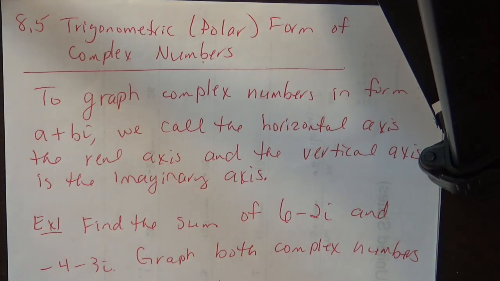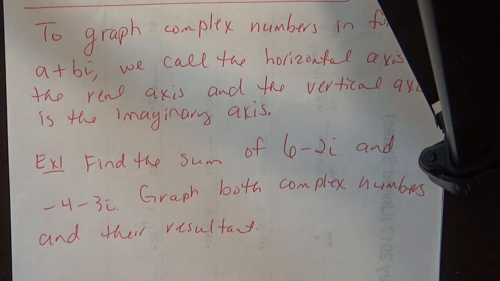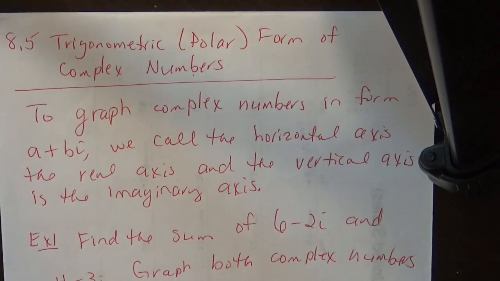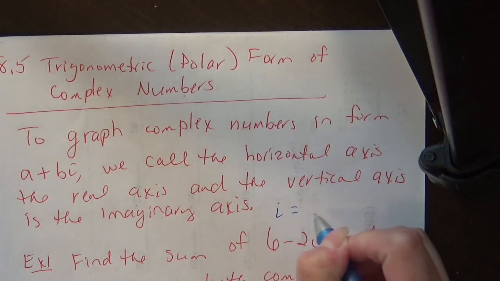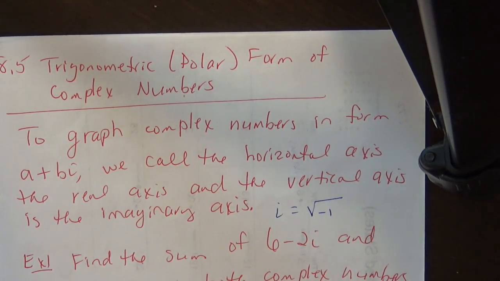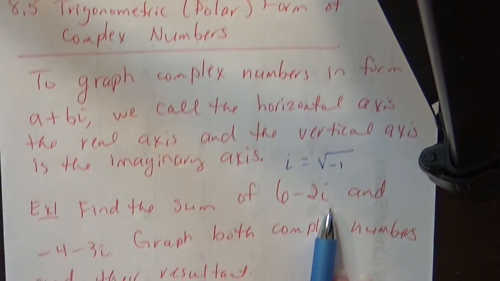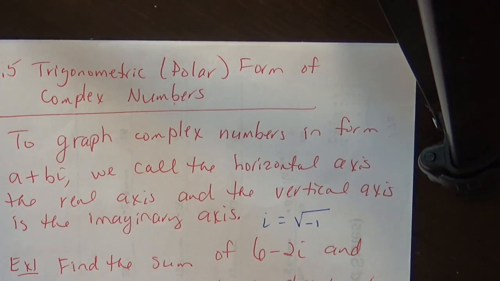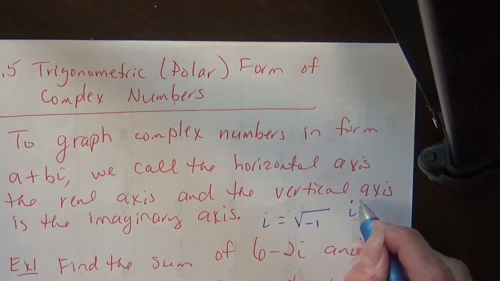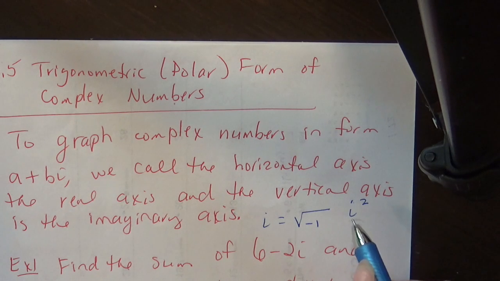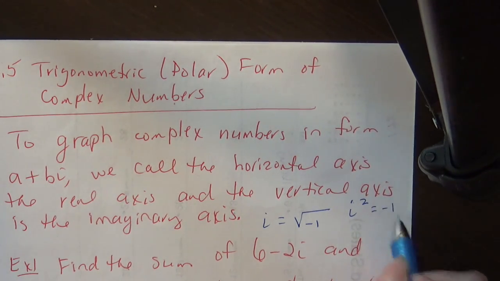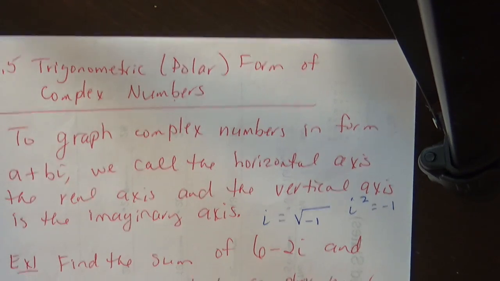In example 1, we want to find the sum of the complex number 6 minus 2i, and before I continue, remember i is the square root of negative 1. You should remember that from Math 171. So whenever you see i, that's what it means, the square root of negative 1. And of course, if you were to come across i squared at some point, since i is equal to the square root of negative 1, i squared is equal to negative 1. So sometimes we make that substitution.